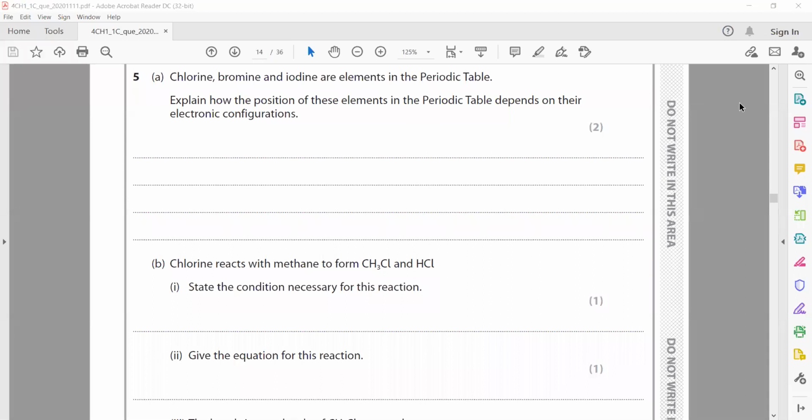Chlorine, bromine, and iodine are elements in the periodic table. How the position of these elements depends on their electronic structure. So they all contain 7 electrons in the last shell. That is why they are all placed in group 7. 7 electrons in the outermost shell. That's why all are placed in group 7.